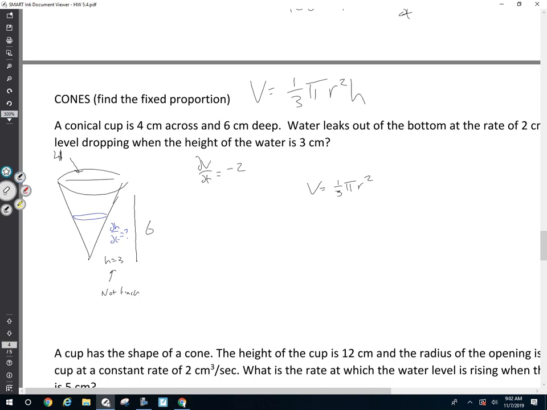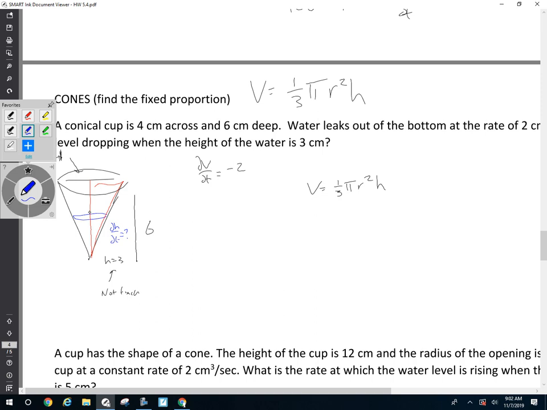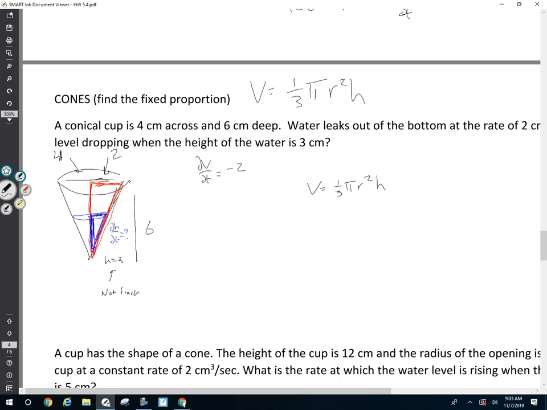Instead, what we need is a proportion. The proportion comes from the set of similar triangles here and here. They're going to share 2 angles, so the side lengths are going to be similar. That's all you need. And the side lengths are going to be proportional. So this has a side length of 2. It's 4 centimeters across, which means the radius is 2.